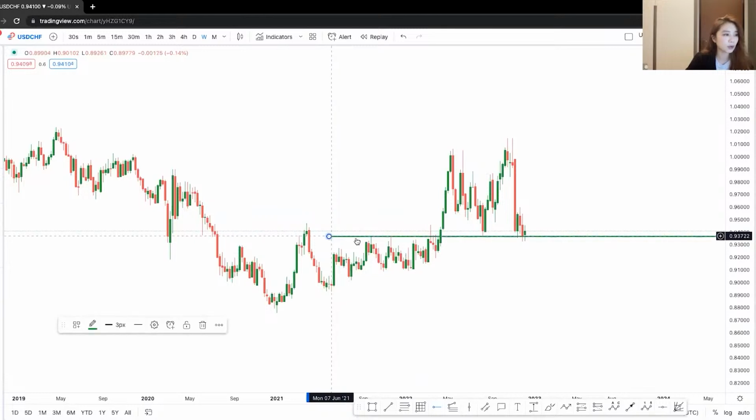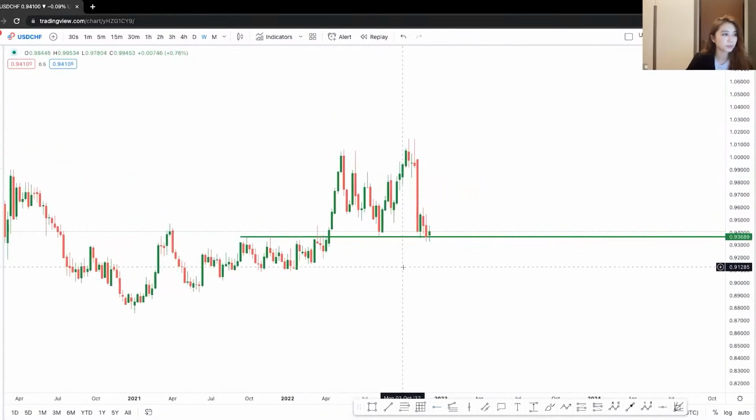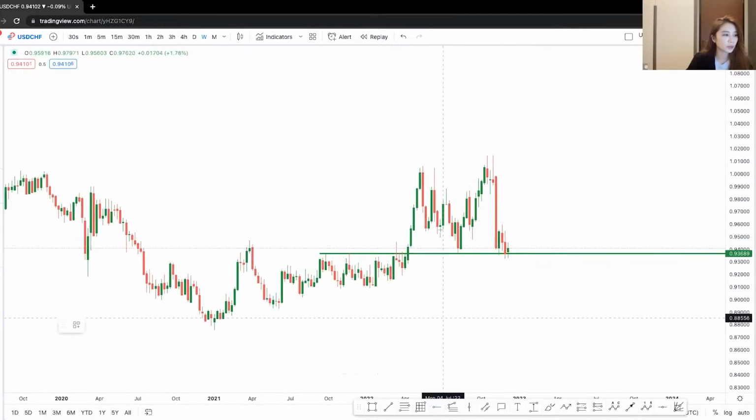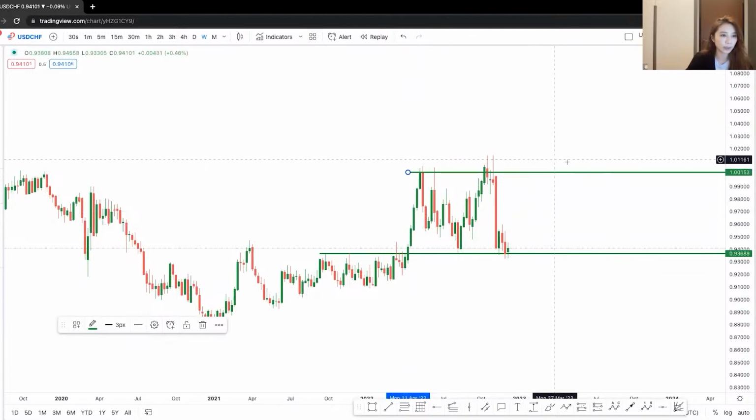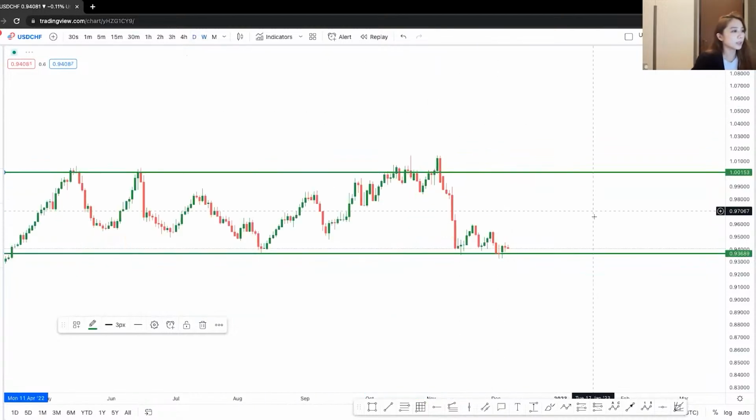So we are seeing an overlap, support and resistance overlap. We are also seeing a key resistance level over here. We'll take the first closing price as well, so it'll be 1.00153. We're currently looking at a dollar franc weekly chart. All right, so let's look at daily.